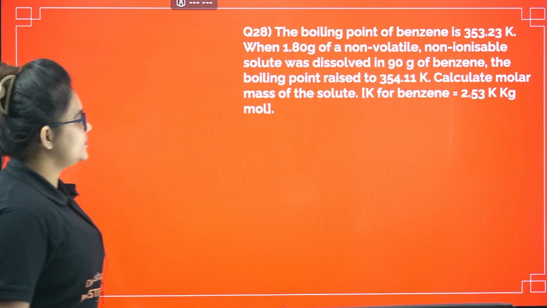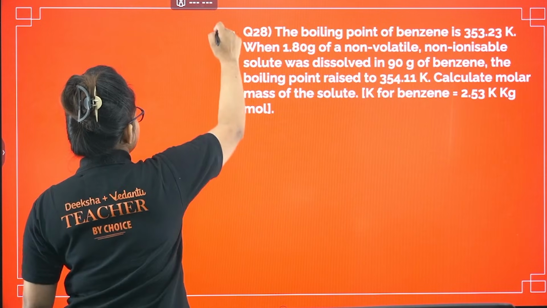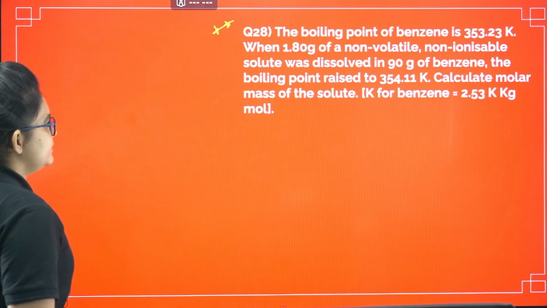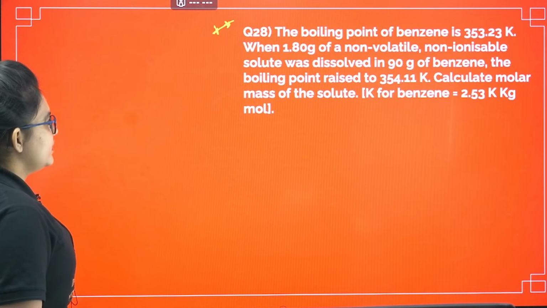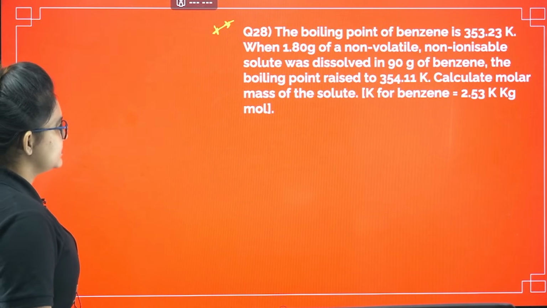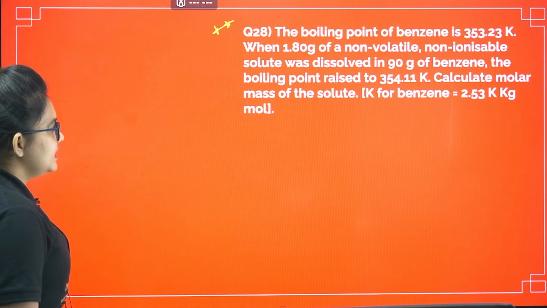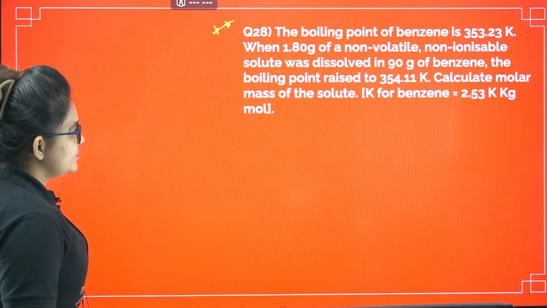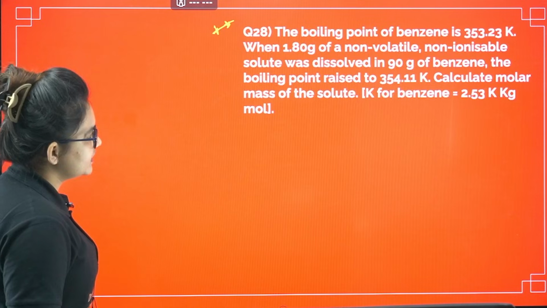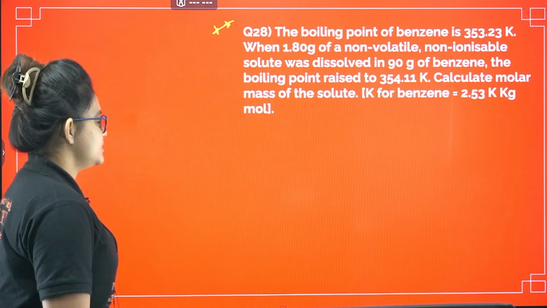The boiling point of benzene, this is a very important question actually. The boiling point of benzene is 353.23 Kelvin. When 1.80 gram of a non-volatile, non-ionizable solute was dissolved in 90 gram of benzene, the boiling point raised to 354.11 Kelvin. Calculate the molar mass of the solute.